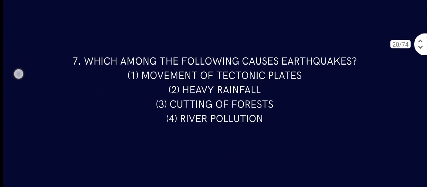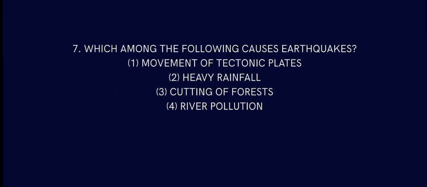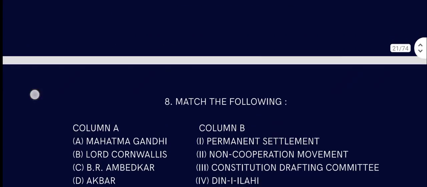Question number 7. Which among the following causes earthquake? Movement of tectonic plates, heavy rainfall, cutting of forest. So the movement of tectonic plates is the reason we get earthquakes. That is your answer.